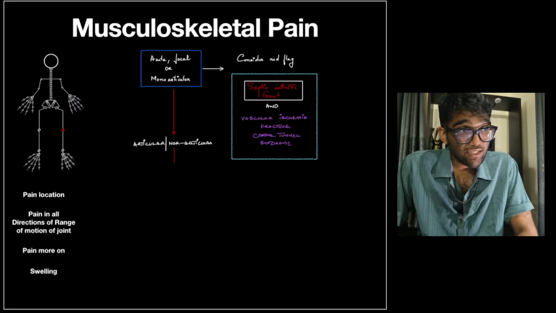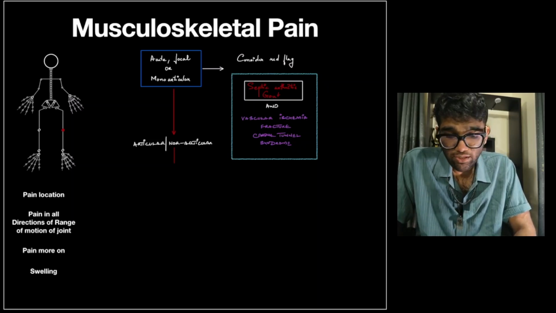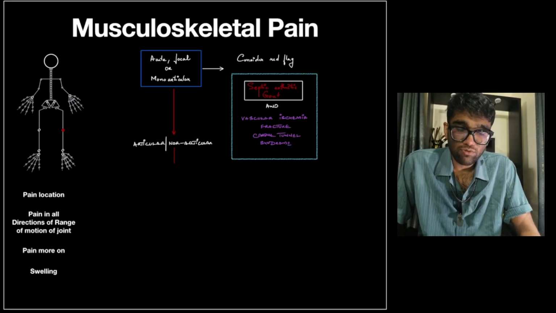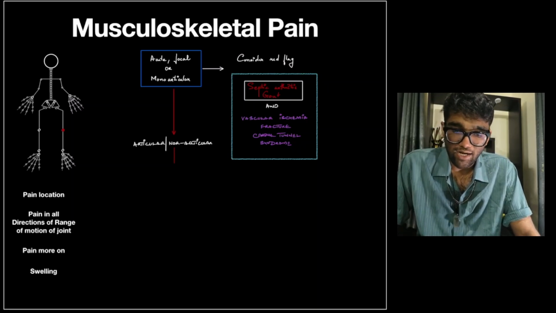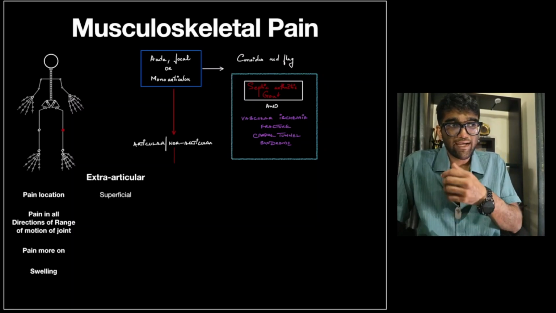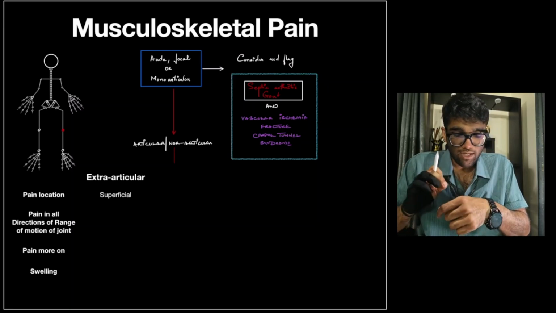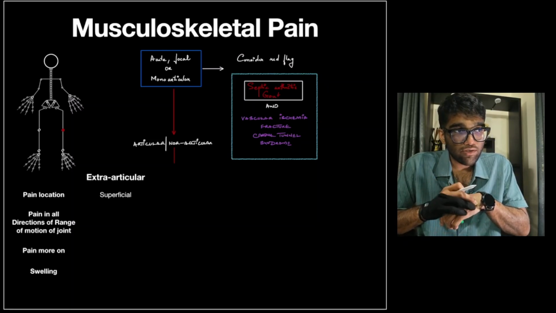Now once it is multifocal, we need to decide whether the pain is actually arising from the joint or is it arising from outside of the joint. So is it articular or is it extra-articular? Now for extra-articular pain, what I like to do is take the example of De Quervain tenosynovitis vis-a-vis your wrist arthritis.